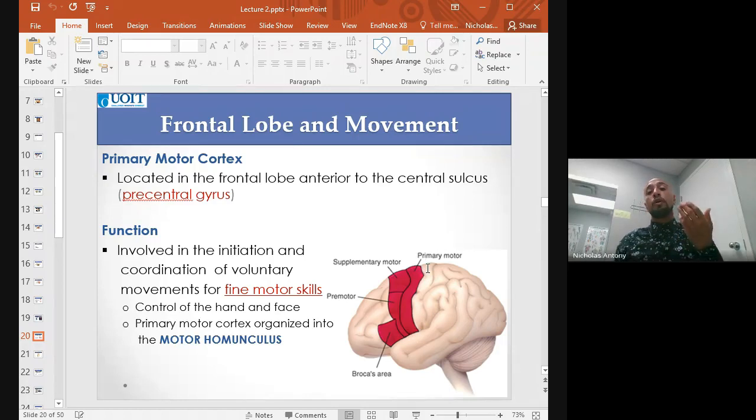The central sulcus divides everything in front, which is motor, and everything behind, which is sensory. So it divides motor from sensory. The primary motor cortex is located directly anterior to the central sulcus. This area is involved specifically with the initiation and coordination of voluntary movements, specifically for fine motor skills, those skills that require a lot of fine control.